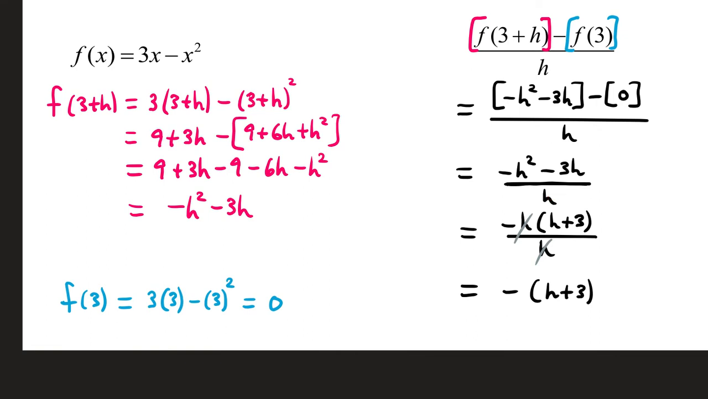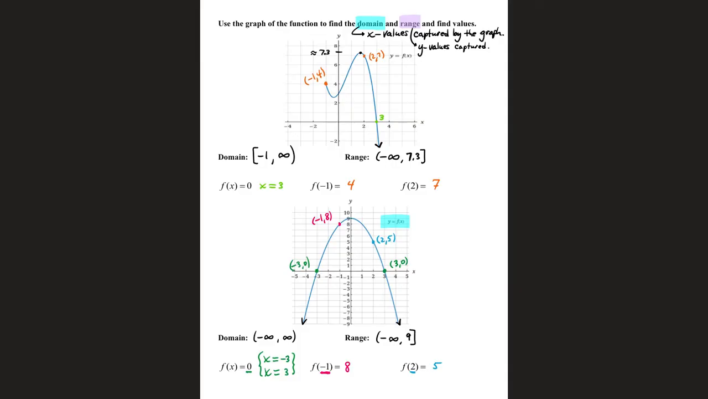Factor out either an h or a negative h. That's your preference. In class, we factored out a negative h, so that left h plus 3 after factoring out a negative sign and an h. Cancel your h from top and bottom, and that leaves negative h plus 3.